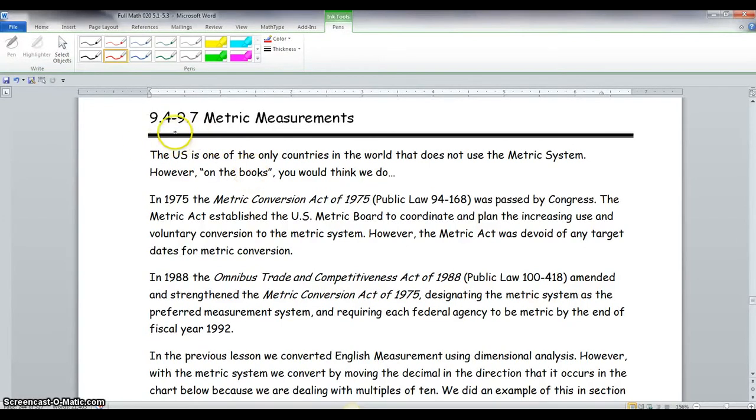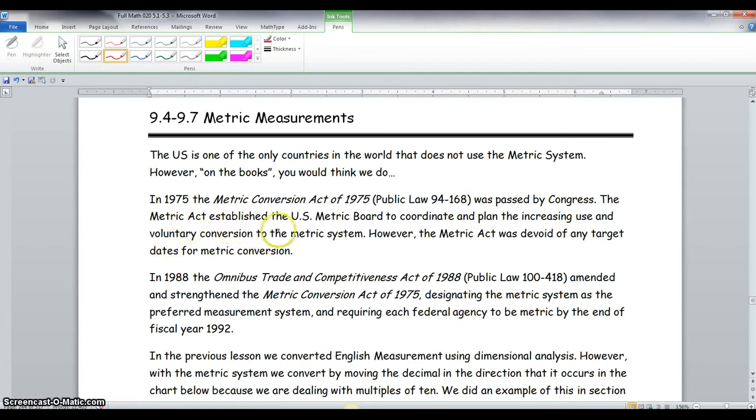Okay, class, this is the second part of sections 9.4 through 9.7, the metric measurements. It says the U.S. is one of the only countries in the world that does not use the metric system. However, on the books, you would think we do. In 1975, the Metric Conversion Act of 1975, Public Law 94-168, was passed by Congress.